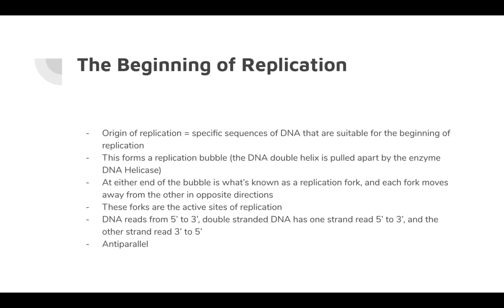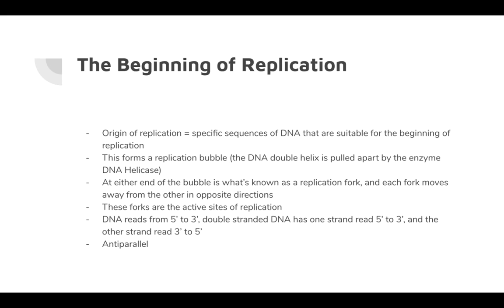So where do we begin? We need to start with the origin of replication. This is a specific sequence of DNA that is suitable for the beginning of replication. In eukaryotes, it's the Tau box. This is a region of DNA where the hydrogen bonds are very, very easy to break apart.